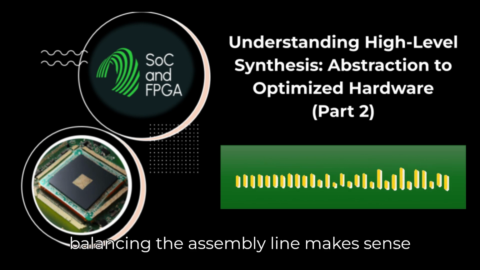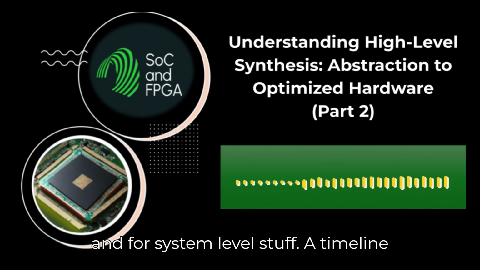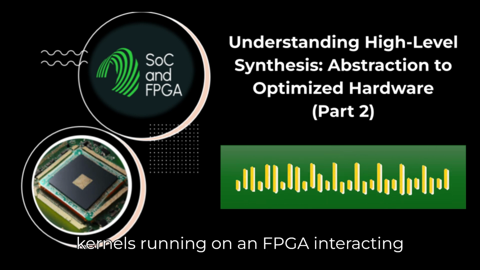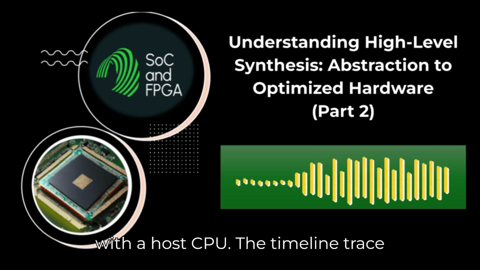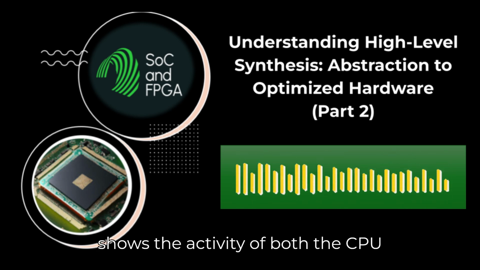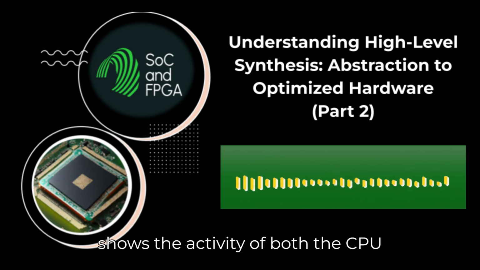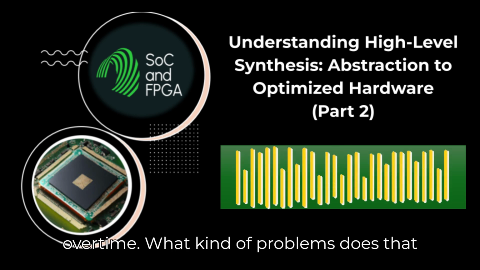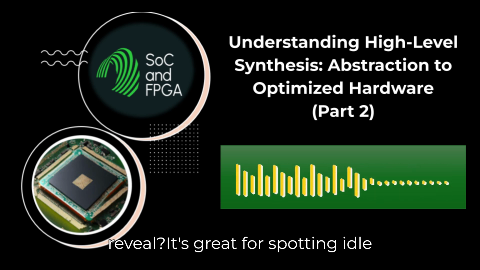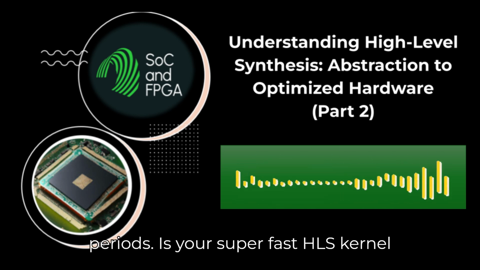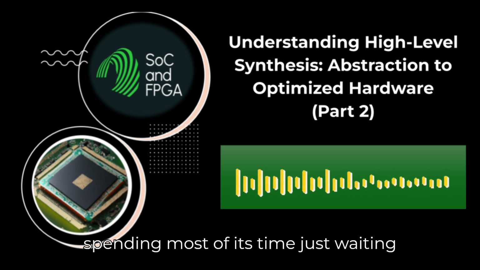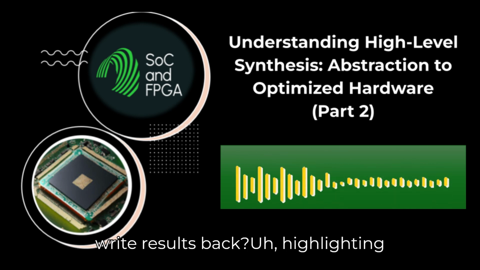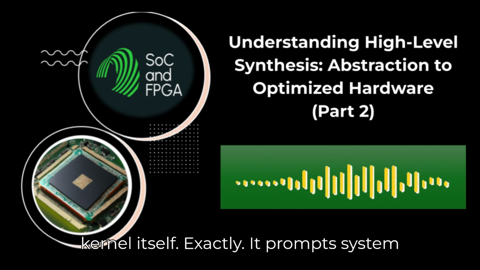Balancing the assembly line. Makes sense. And for system-level stuff, a timeline trace. Yes, especially when you have HLS kernels running on an FPGA interacting with a host CPU. The timeline trace shows the activity of both the CPU host software and the FPGA HLS kernel over time. What kind of problems does that reveal? It's great for spotting idle periods. Is your super-fast HLS kernel spending most of its time just waiting for the CPU to send it data or waiting to write results back? Highlighting system-level bottlenecks, not just the kernel itself.